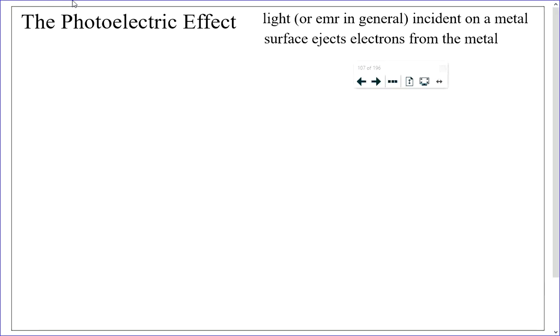There's a condition that has to be met for this to happen. However, this is what the photoelectric effect is. So when you have a solar cell, what's happening is it's absorbing light and it's ejecting electrons, and we're producing electricity from the energy that those electrons have.